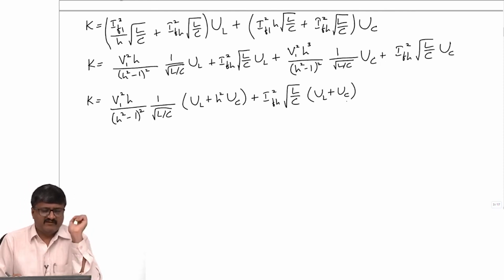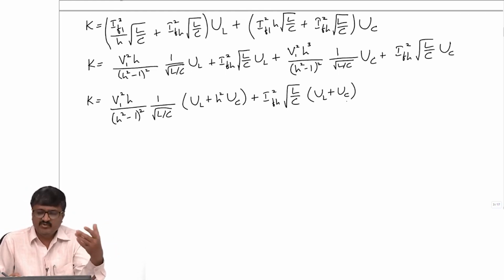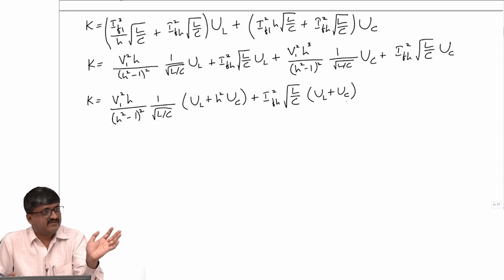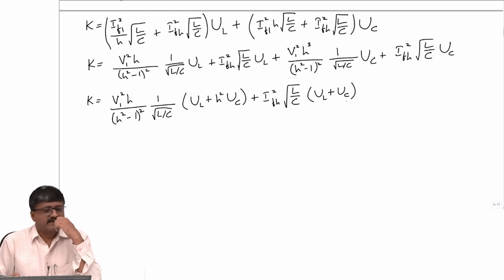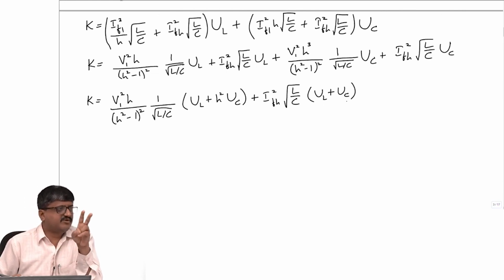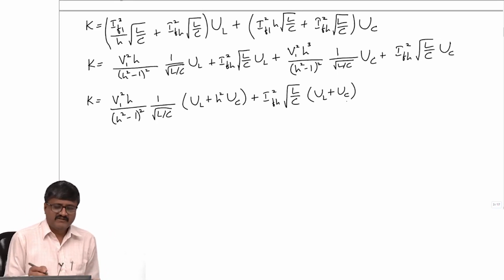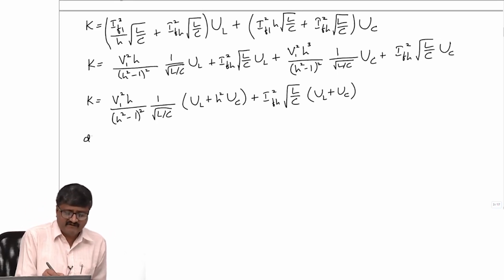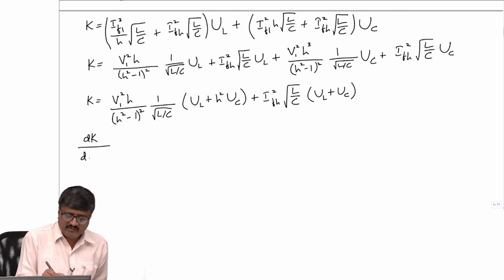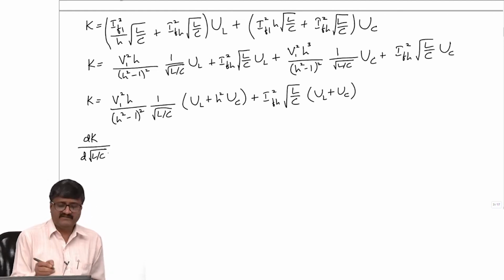So essentially there are 2 terms. If you look at this expression for cost, V1 is constant, H is a constant, UL is a constant, UC is a constant, IH is a constant. So the only unknown quantities are L and C. Actually, the only unknown quantity is not 2 but just one, which is L by C or square root of L by C. If I want to minimize cost, the necessary condition is that the first derivative of cost with respect to this unknown quantity, square root of L by C, should be 0.